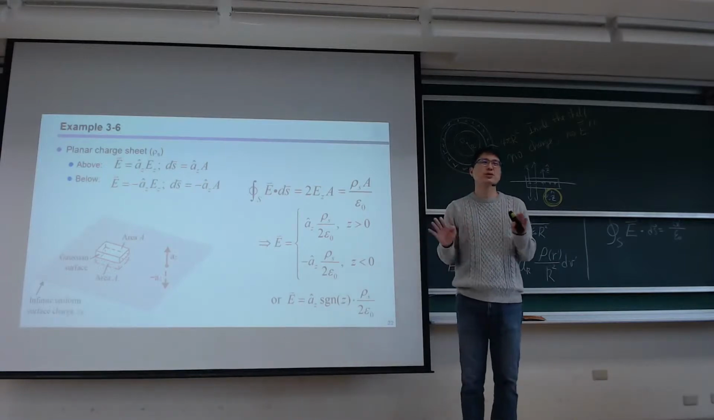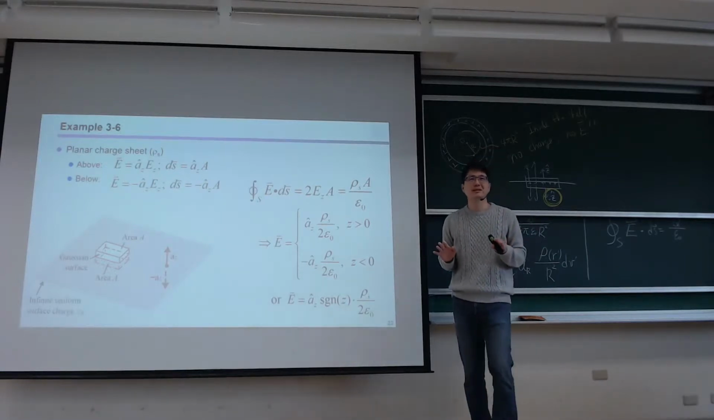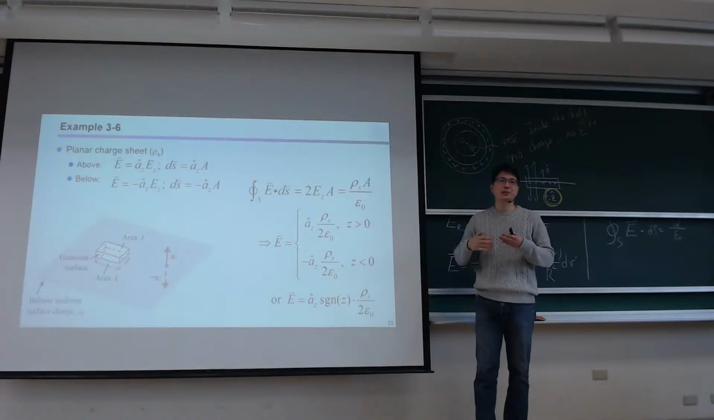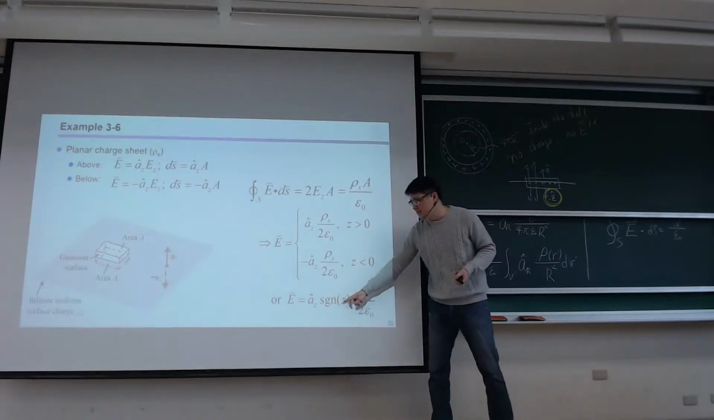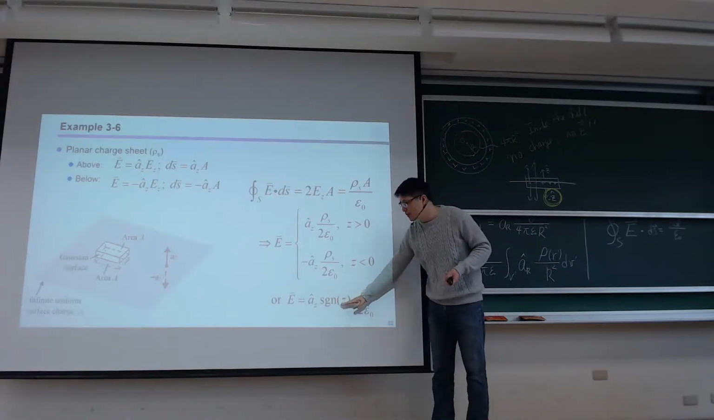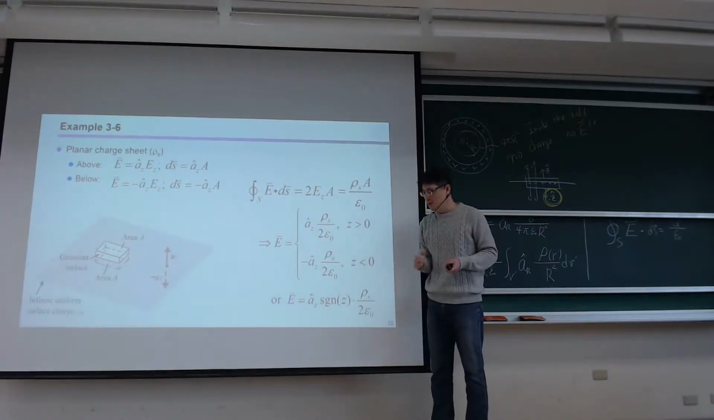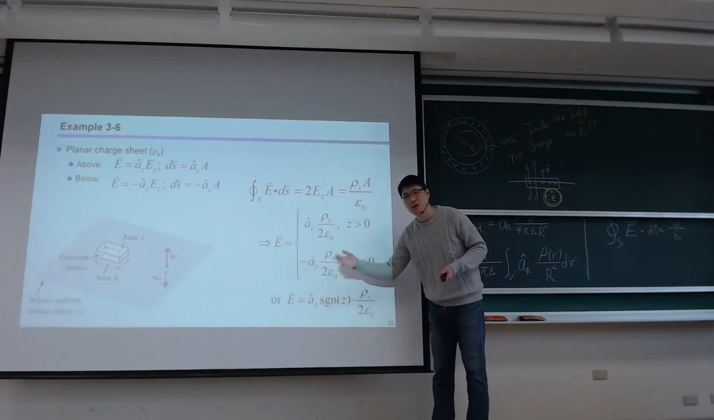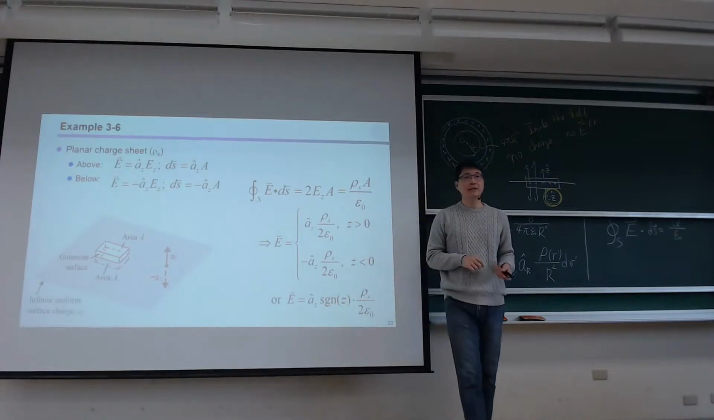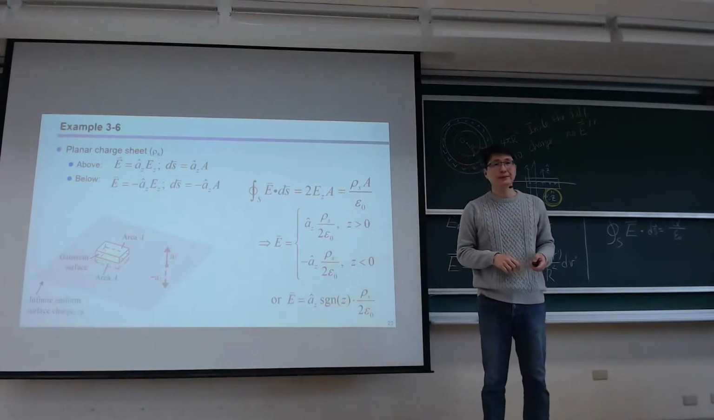Writing it this way, usually you don't screw up. You have less chance of being wrong. You just add the sign of z. So when you're above the plane, you have a positive z pointing field. When you're below the plane, you have a negative pointing E field, right?